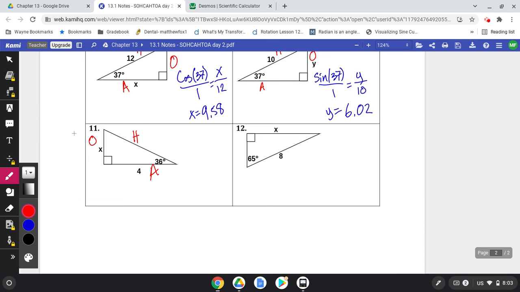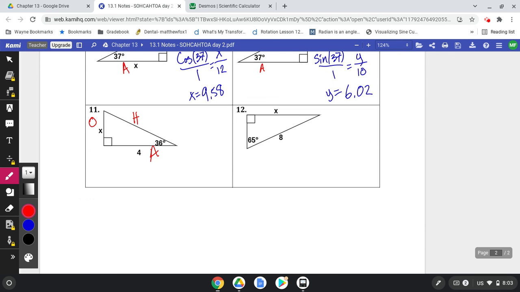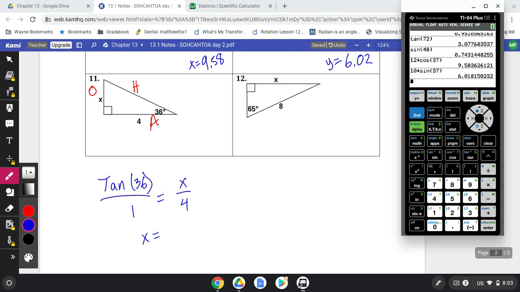Okay? So we have an O and an A. If we look up here, SOHCAHTOA, O and A, TOA, tangent. And I'm going to do this at the bottom just so I have a little more space, but the tangent of 36 over 1 equals O over A. So X over 4. We'd cross multiply, X would equal whatever 4 times the tangent of 36 is. So 4 times the tangent of 36, close your parenthesis, hit enter, and we get 2.91. Okay, and we're almost done.